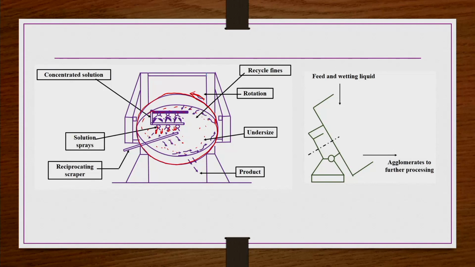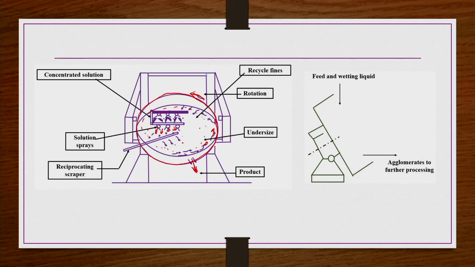Once the particles are of sufficiently large, product size, they can be taken as product from the bottom, whereas the undersized or rejected particles will be taken to the recycle, and from the recycle bins they will be added again to the process, and this process continues until the desired degree of size enlargement has taken place. There is a scraper which is useful in controlling the size of the granules as well as the solution being added.